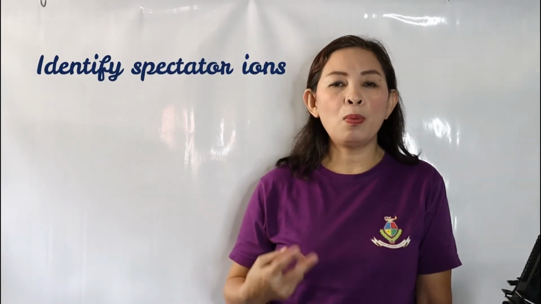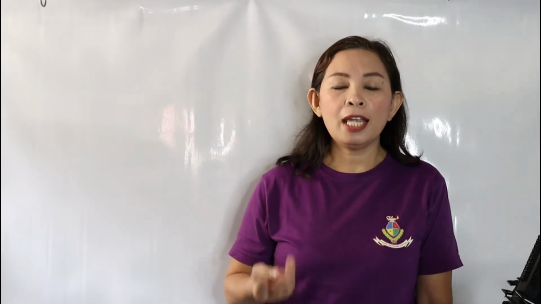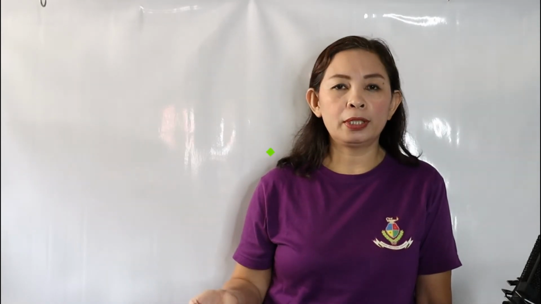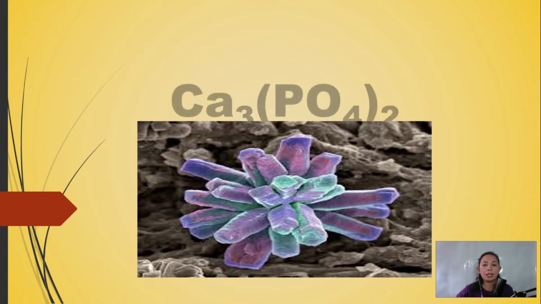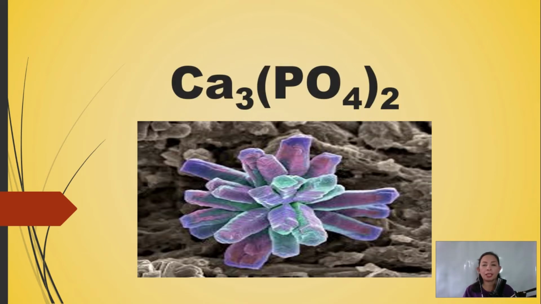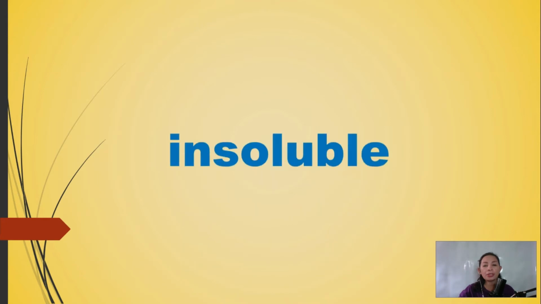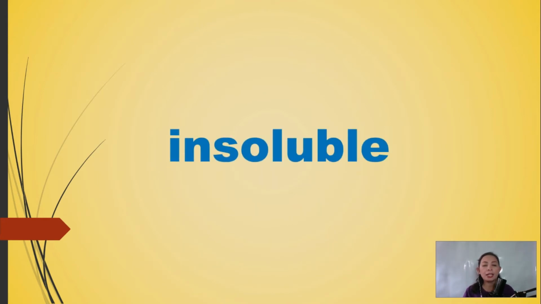Before we proceed, I want you to recall the solubility of some ionic substances in water. I have 5 substances. I want you to predict if it is soluble or not in water. Let us have our first compound, calcium phosphate. Is it soluble or insoluble in water? What is your answer? The answer, class, is insoluble.